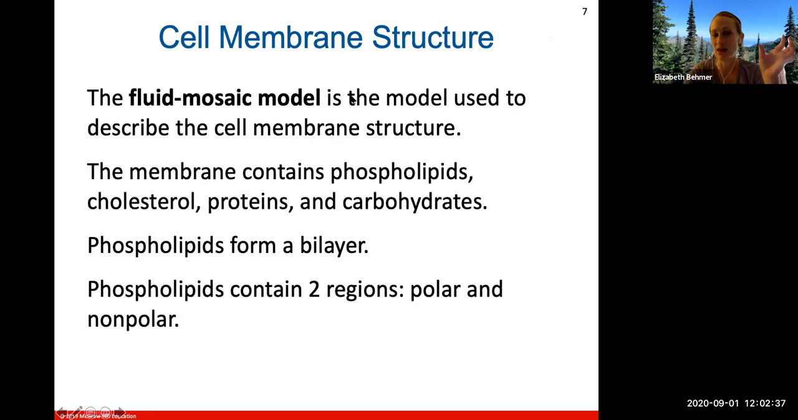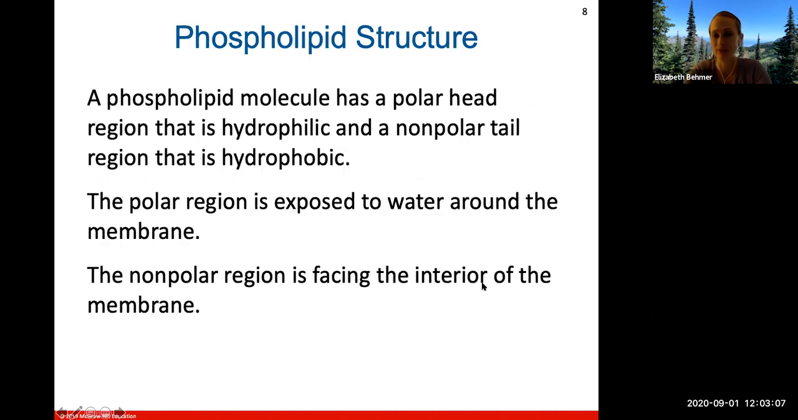Mosaic means a lot of different pieces are within it, and fluid means all of these different pieces of the structure are constantly moving within it. So that's what fluid mosaic means. The membrane is made up of phospholipids, cholesterol, proteins, and carbohydrates. Phospholipids form a bilayer, or a double layer, and I'll show you a picture of what that looks like. And the phospholipids contain two regions, a polar and a non-polar region.